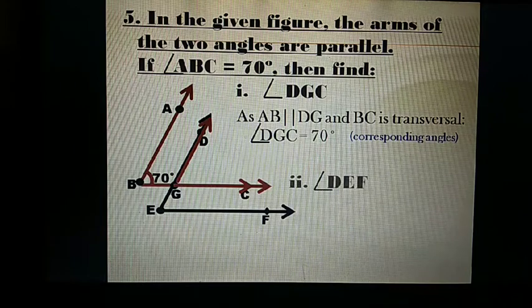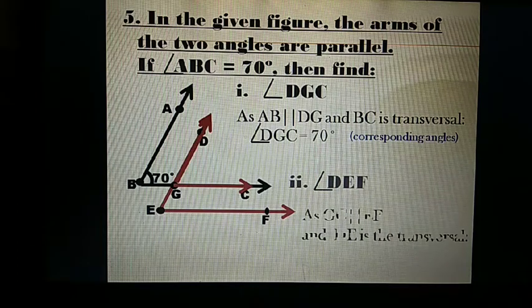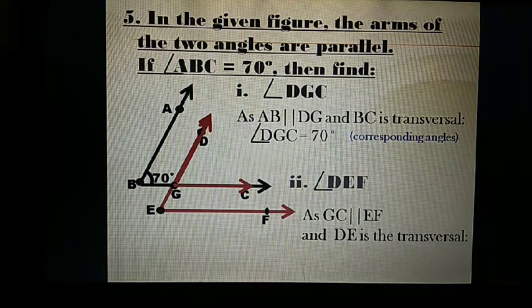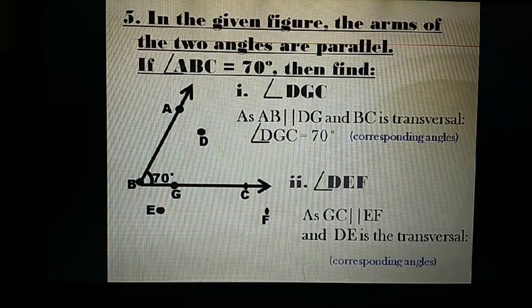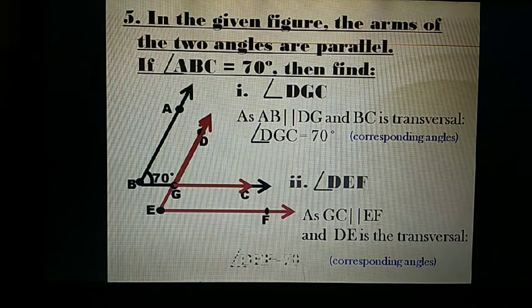Now the next case is to find out the value of DEF. Again, for DGC and DEF, both the angles, the arms are parallel. That is, GC and EF are parallel, and D can act as a transversal here. Again the symbol F. So yes, they both are corresponding. As angle DGC is 70 degree, angle DEF is also 70 degree.